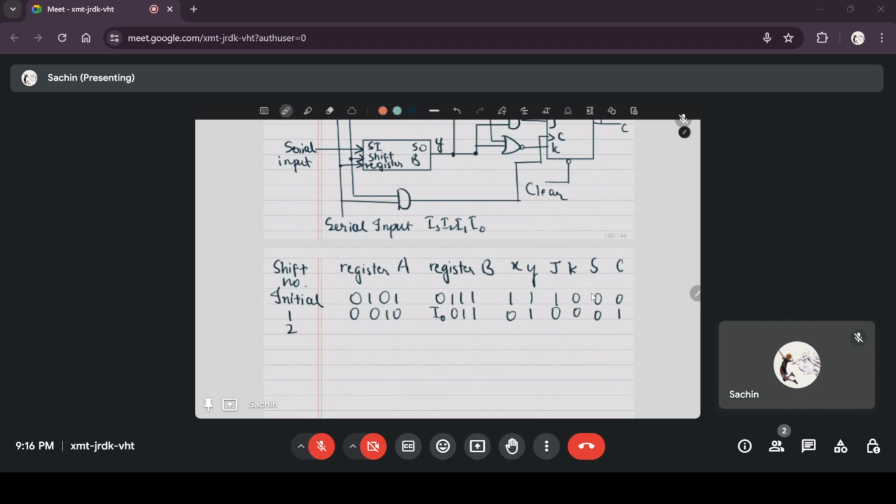In the next clock pulse, the sum 0 is again shifted here. You get I1, I0, 0, 1. So X is 1, Y is 1. That means J is 1, K is 0. Previously J and K were 0, 0, so the previous state was retained. So carry was 1. Now the sum is 1 with carry 1. In the third clock pulse, that 1 is shifted into register A. You will get 1 0 0 0.